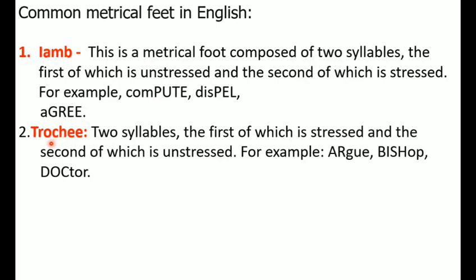Next, trochee. Trochee is a metrical foot composed of 2 syllables. The first of which is stressed, and the second one of which is unstressed. For example, argue, bishop, doctor. Now, notice here, this is a word composed of 2 syllables. The first syllable here is stressed, followed with an unstressed syllable. And this type of arrangement is called trochee.